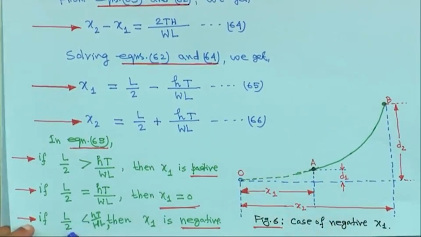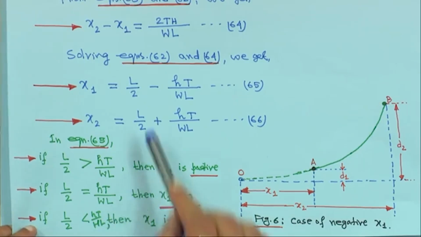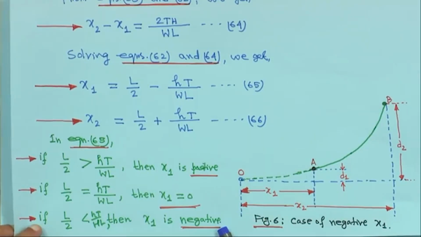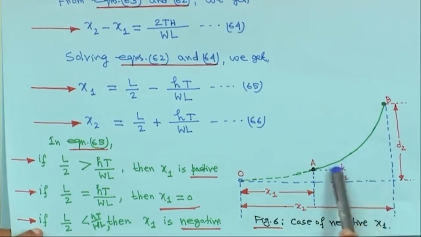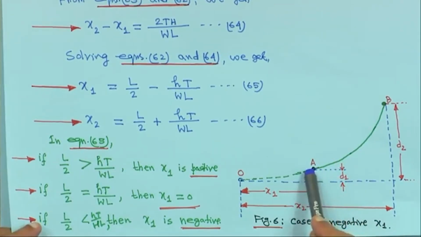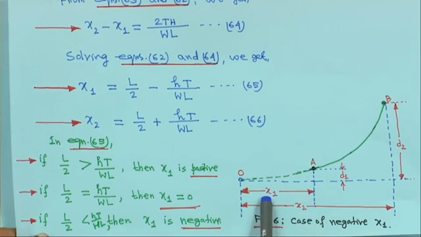But if L by 2 is less than ht upon wl, then x1 is negative. Negative means that as long as it is 0 or positive, it is okay. When it is negative, if you extend this point A with a dash line, it is an imaginary thing, but somewhere that point O will come. This is because x1 is negative.